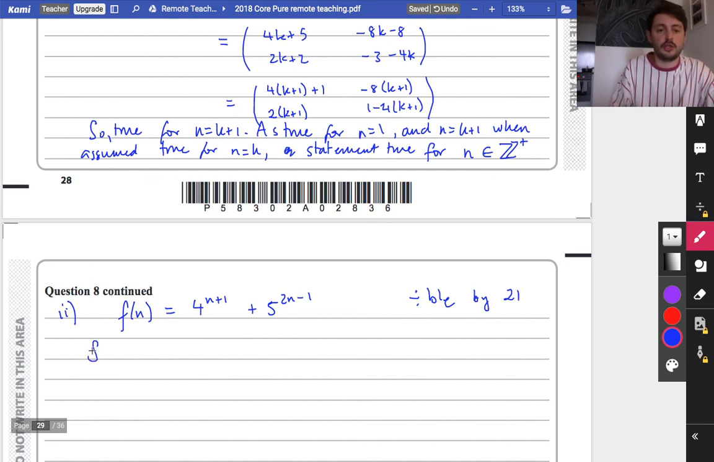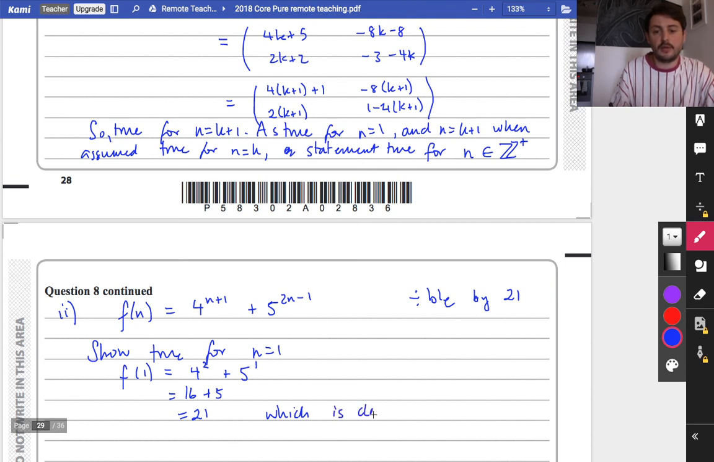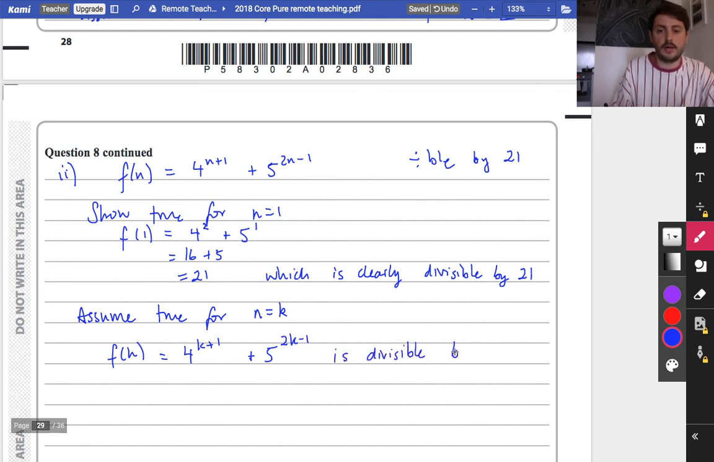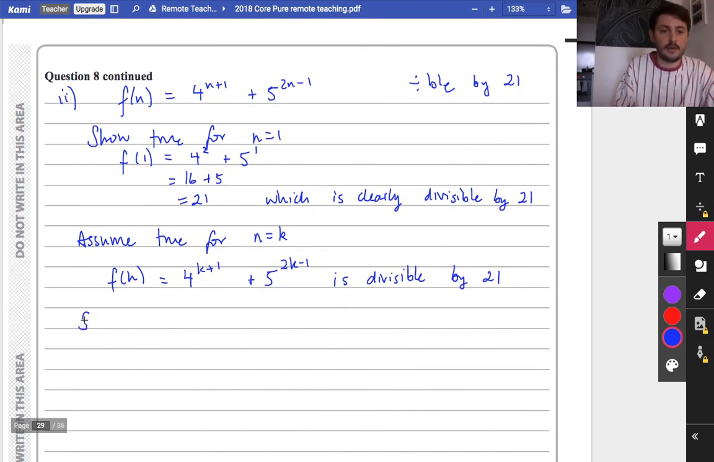So first of all, we're going to say show true for n equals 1. So f of 1 is going to be equal to 4 squared plus 5 to the power of 1, which is 16 plus 5, which is 21, which is clearly divisible by 21. Now we will assume true for n equals k. In other words, f of k equals 4 to the power of k plus 1 plus 5 to the power of 2k minus 1 is divisible by 21. And now we're going to show that it's true for n equals k plus 1.